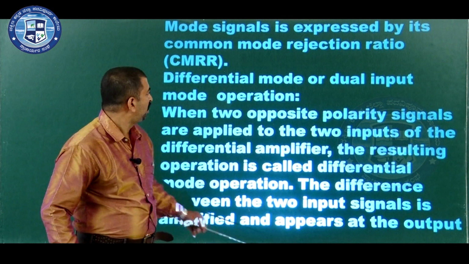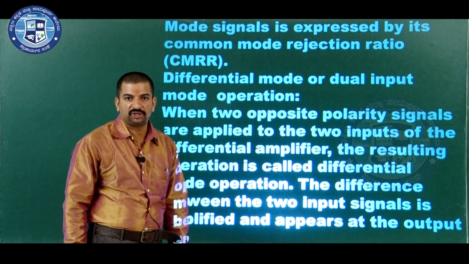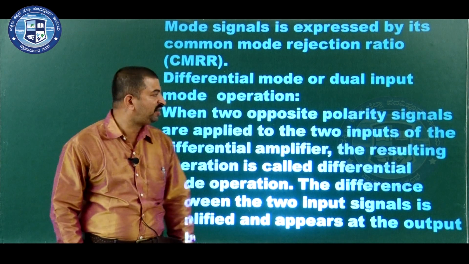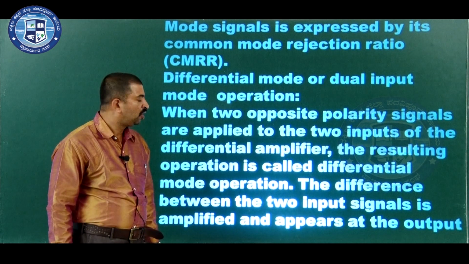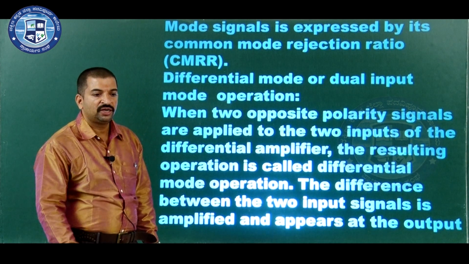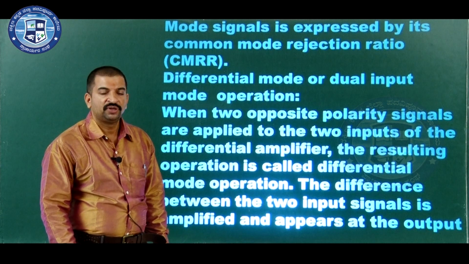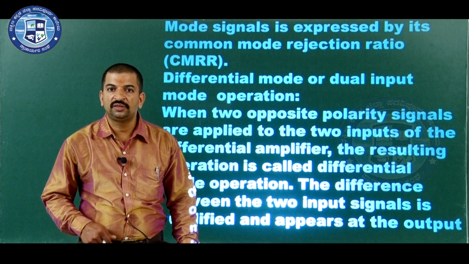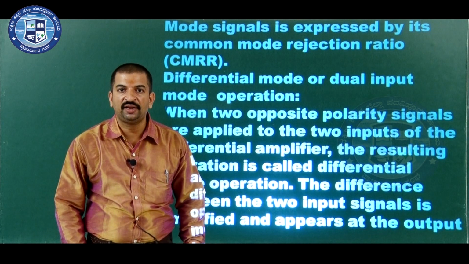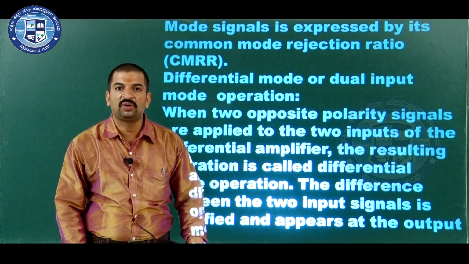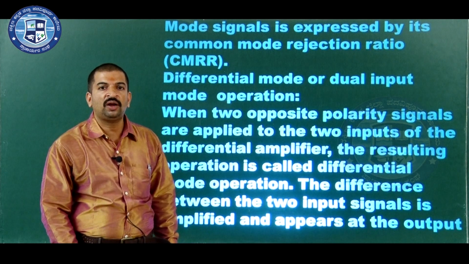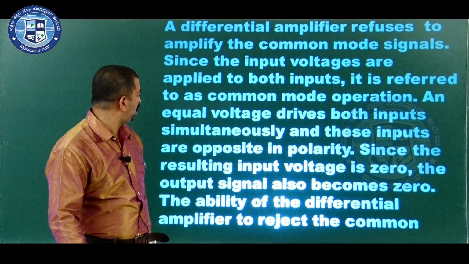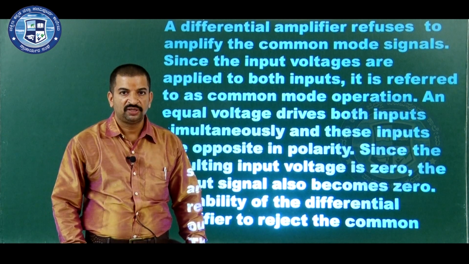Now, let us study the definition of common mode rejection ratio. The common mode rejection ratio is defined as the ratio of differential mode gain to the common mode gain. Now, the differential mode gain, already we have determined. The differential mode gain is given by the formula V naught divided by V in 1 minus V in 2. It is defined as a ratio of output voltage to the input difference voltage.